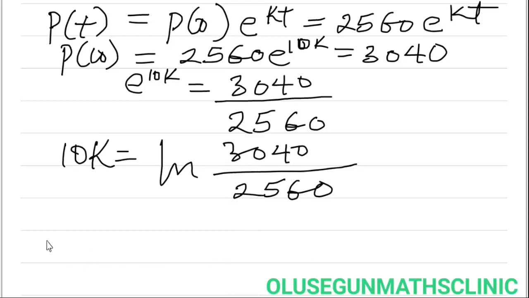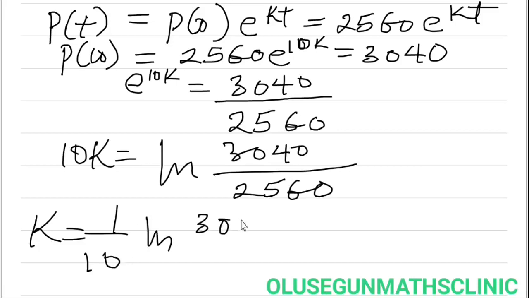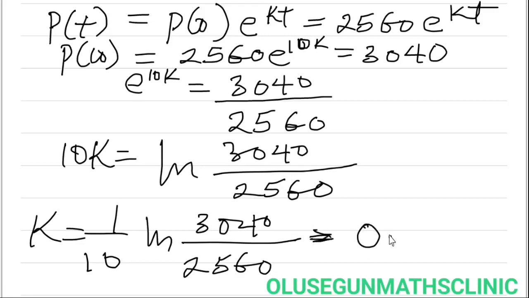We want to find the value of k. So you divide both sides, and k is equal to 1 over 10 ln of 3,040 over 2,560. Press your calculator: you first find the logarithm value, then you divide by 10. By the time we divide by 10, we get the exact constant value, 0.017185. So this is the value of k.